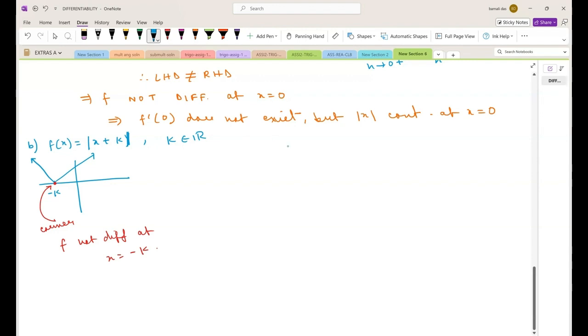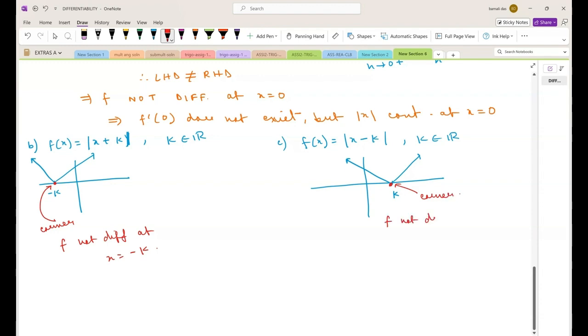Similarly, if you have a function like this, f(x) equal to mod x minus k, where k is any real number, in that case, if you have a minus here, then the corner shifts to plus k. So the graph is in that case like this. So your corner point is here. That means in this case, f is not differentiable at x equal to plus k.